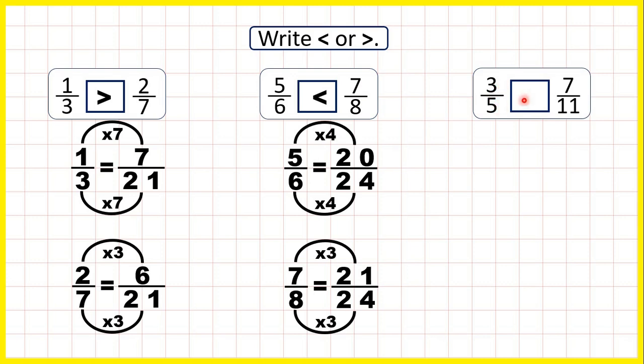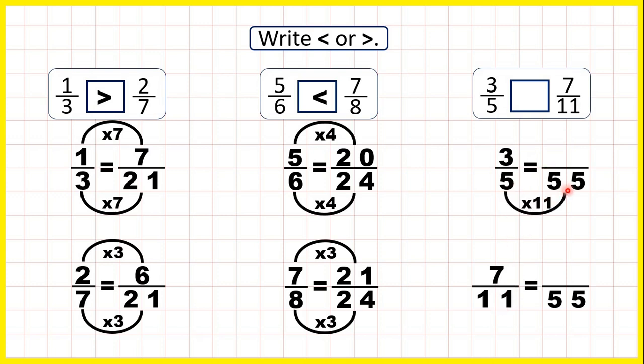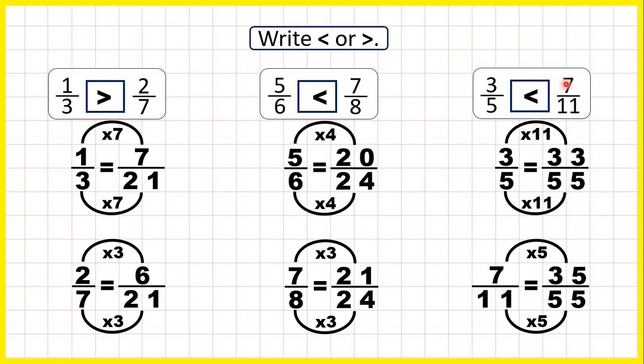Now for 3/5 and 7/11, we can use 55 as our common denominator, because 55 is in both the 5 and the 11 times tables. 5 times 11 is 55, 3 times 11 is 33. 11 times 5 is 55, 7 times 5 is 35, so this is our larger fraction. 7 over 11 is greater than 3 over 5.